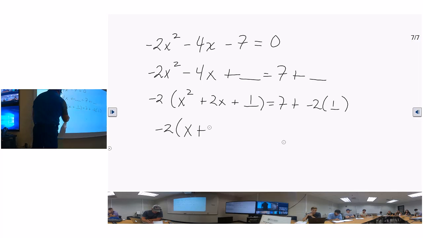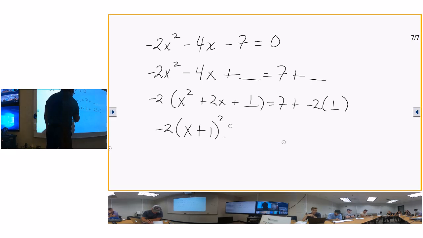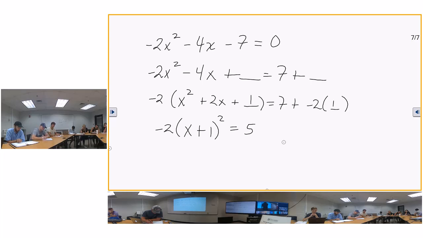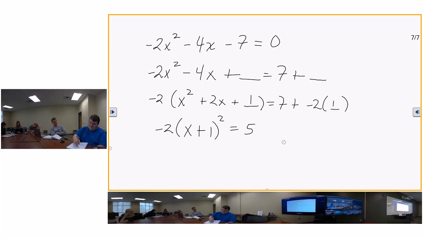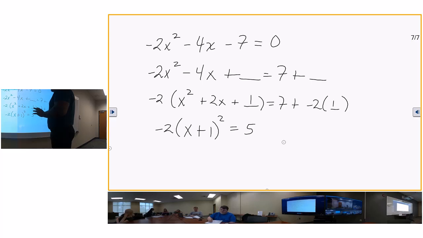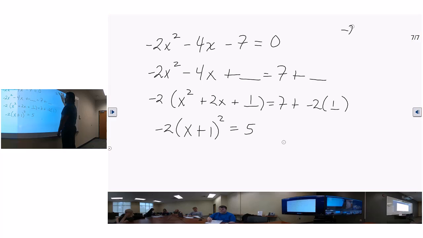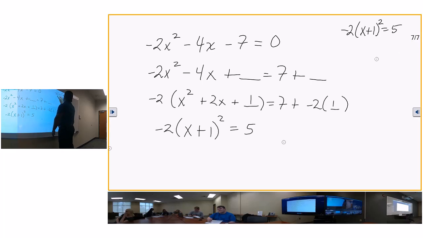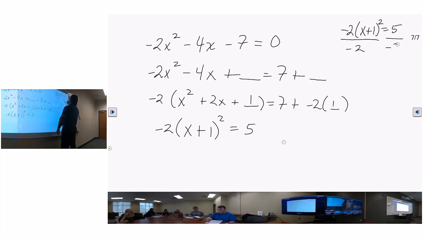-2 times x plus 1, quantity squared. I blow up stuff. 7 minus 2 is 5. What's the vertex? -1, -5. Good job. I'm impressed. And we know it's opening downward. Okay? So we're going to have to look at that too. I'm just going to go over here and I'm going to solve it. -2 times x plus 1, quantity squared is equal to 5. Divide by -2. Divide by negative.